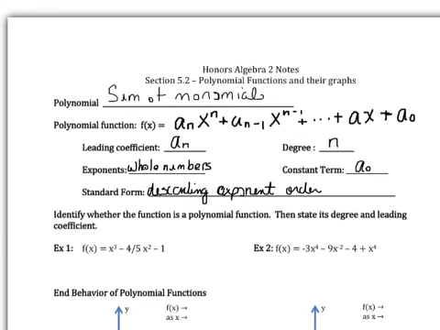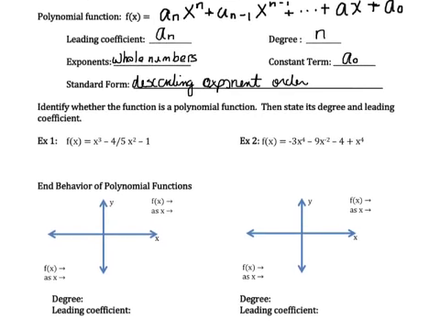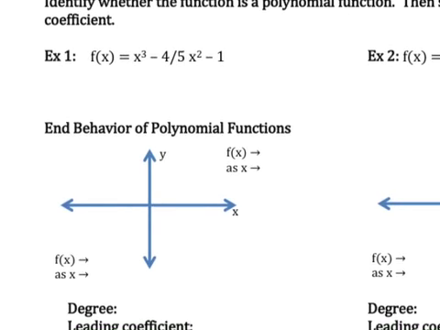So we're going to work with these examples and this information. What we're going to do is identify whether this function is a polynomial function. And so what I'm looking for is the exponents. Now, are the exponents whole numbers? Yes, they are. I don't see any negatives, and I don't see any fractions for exponents. And so the answer for this one is yes. This is a polynomial function.